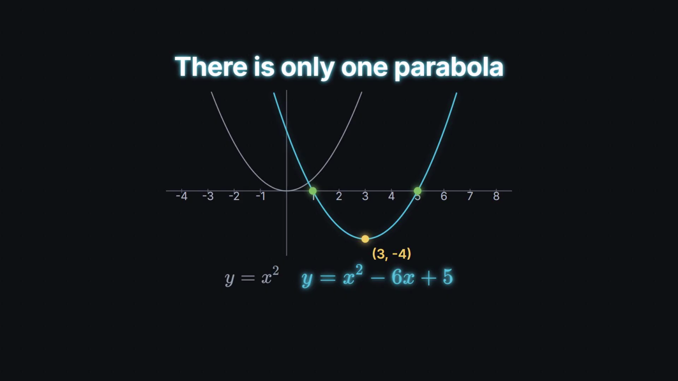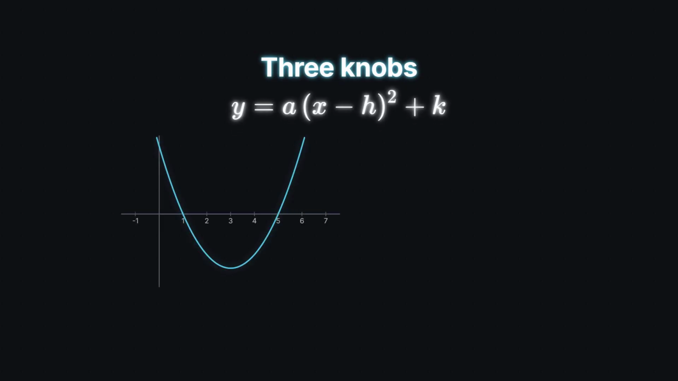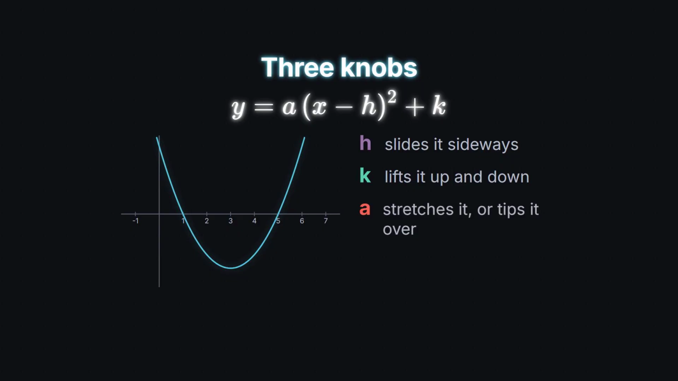So a quadratic is not really 3 numbers. It is one shape, plus instructions for where to put it. If it is one shape being moved, let us write it that way. Y equals a times (x minus h) squared plus k. 3 knobs. H slides it sideways. K lifts it up and down. And a stretches it, or tips it over into a hill.